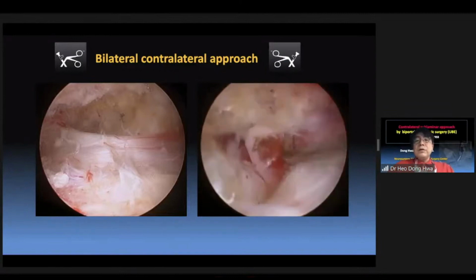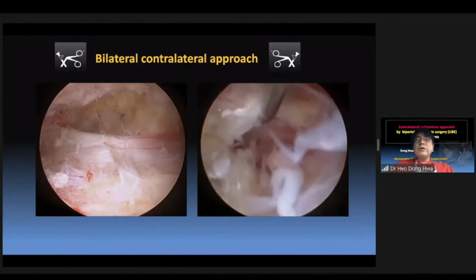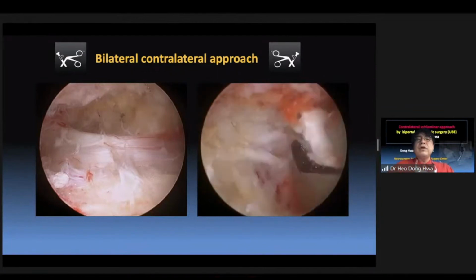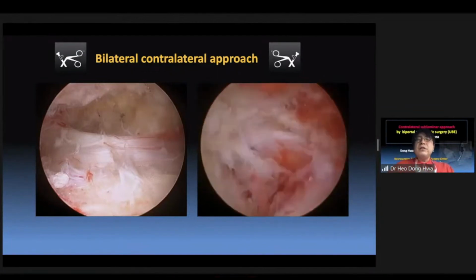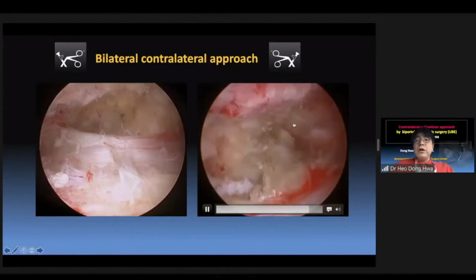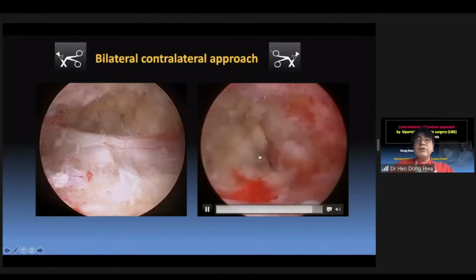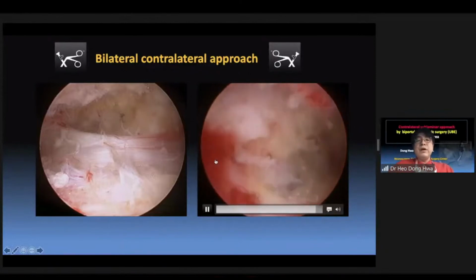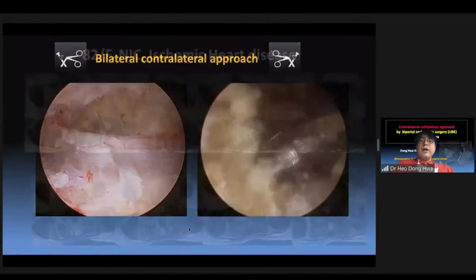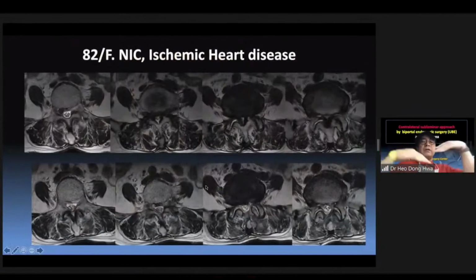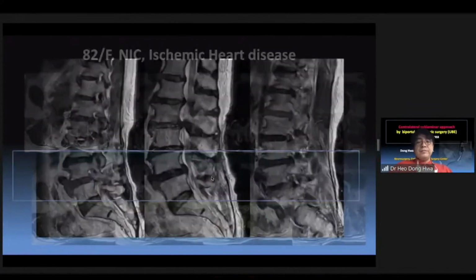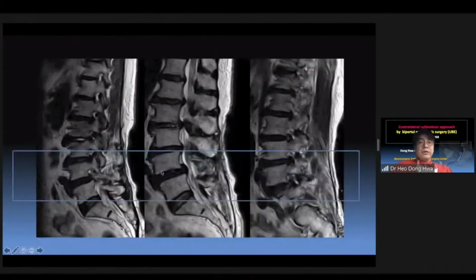So we have to remove more cranially for the complete decompression of the contralateral external lobe root. So you can find a view of the L4 lobe root here, L4 lobe root here, L5 lobe root. I did 4 root decompressions using the bilateral contralateral approach. Comparing with the preoperative MRI, you can see the complete decompression of the central canal as well as the foramen. So after surgery, you can see the foraminal decompression as well as the central stenosis decompression.